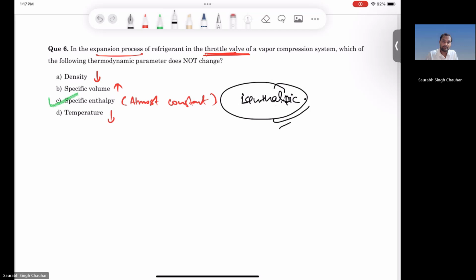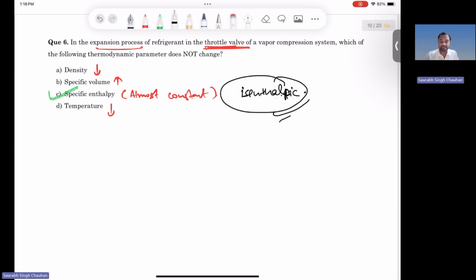So this is a very important point to keep in mind. It is useful many times when you solve numerical questions, because sometimes you need enthalpy at two points. If you know the enthalpy before the expansion, then you can use the same value of enthalpy after the expansion, because the expansion process can be treated as almost isenthalpic. I hope you got the point.